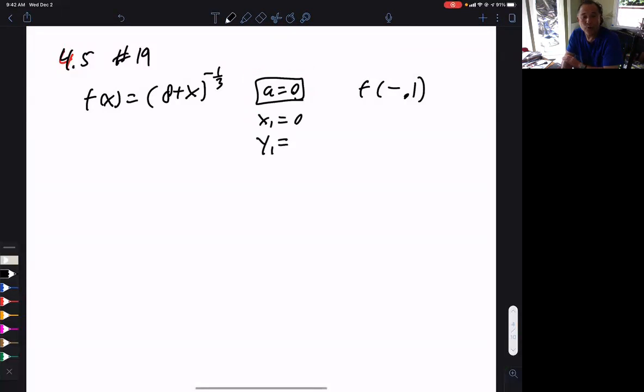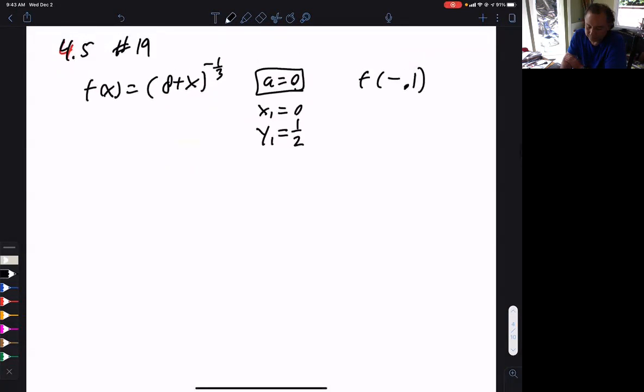How do you find the y-coordinate of the point of tangency? You plug in 0. I put 0 there, and I get 8. What's the cube root of 8? It's going to be 2, because 2 times 2 times 2 is 8. But the negative exponent moves it to the bottom, so it's going to be 1/2. So now we have our y-coordinate.